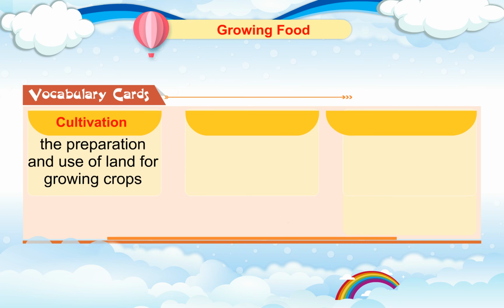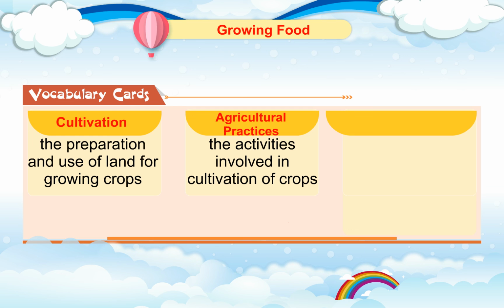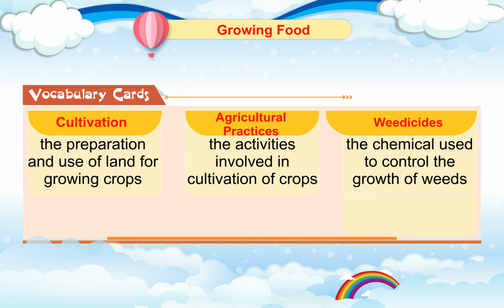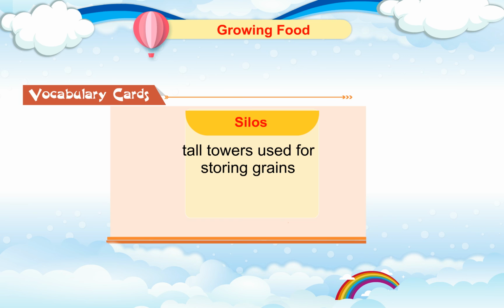Vocabulary cards: cultivation, the preparation and use of land for growing crops. Agricultural practices, the activities involved in cultivation of crops. Weedicides, the chemicals used to control the growth of weeds. Silos, tall towers used for storing grains.